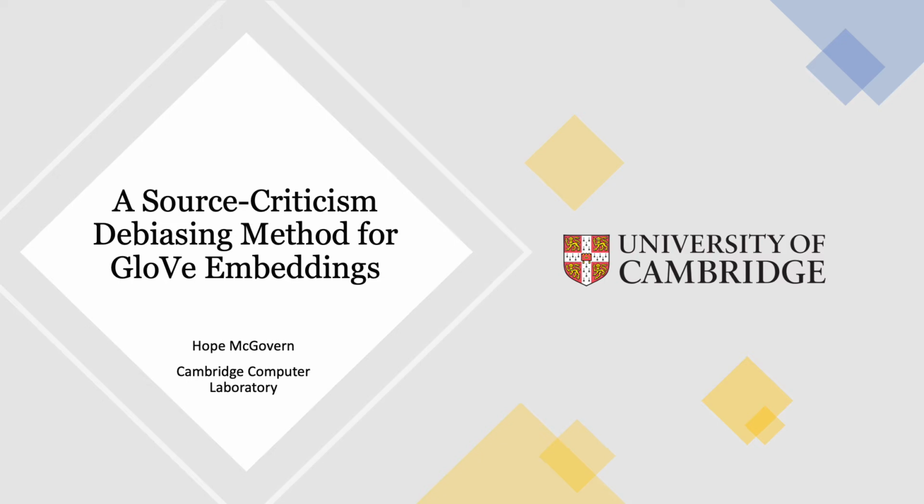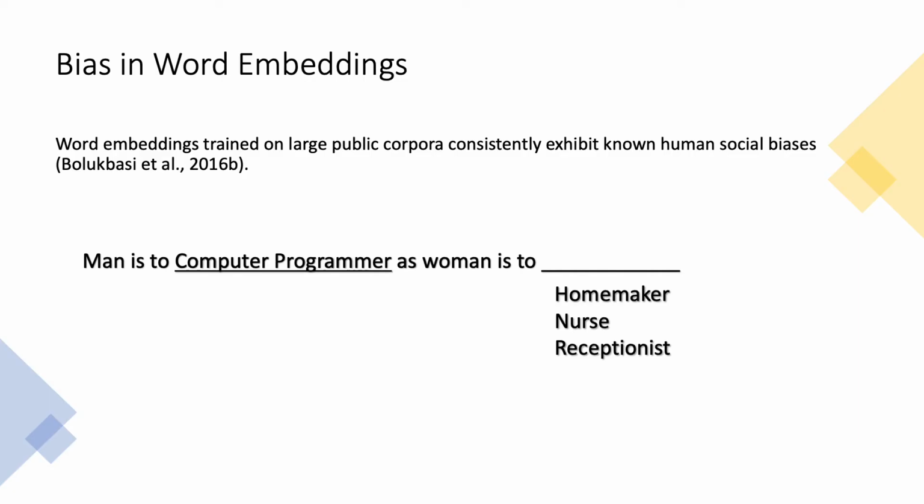I'm a postgraduate student at the University of Cambridge, and today I'd like to talk to you about my work on a source criticism debiasing method for GloVe embeddings. So first, let's talk about the idea of bias in word embeddings before we get into what methods have been proposed previously to mitigate it and how ours is different.